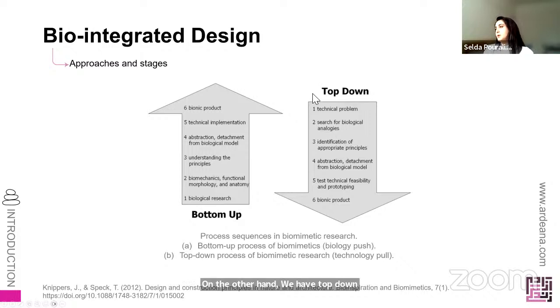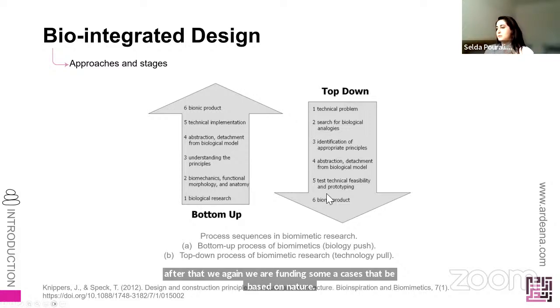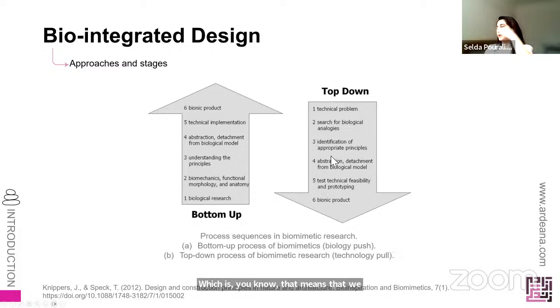What is happening in top-down is that first we have a problem. We have a problem and we want to solve it, but we want to solve it inspired by nature. So we search in nature to figure out what we have, and if nature were in our place, how nature would solve this problem for us. After that, we find some case studies based on nature, which means that we are going from a technology pull. We have this mindset that we need a solution for this problem.